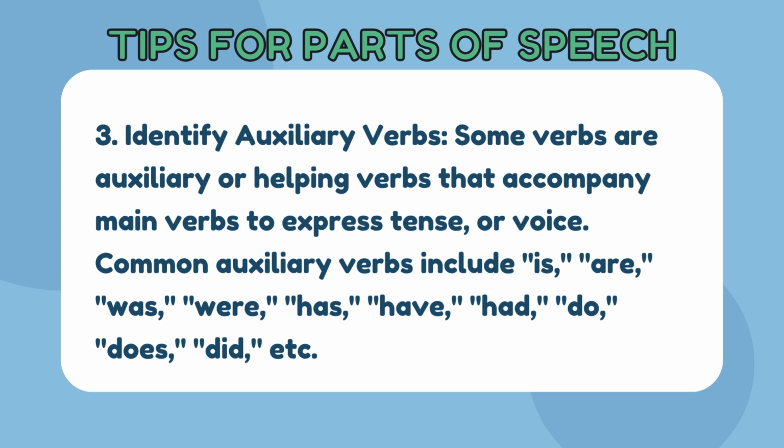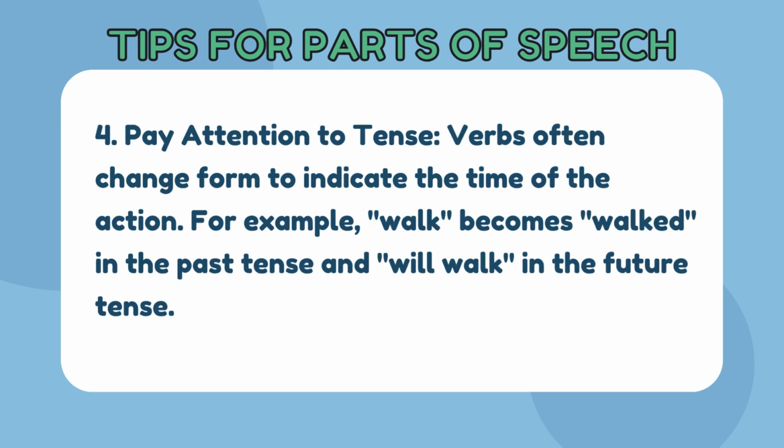And then identify auxiliary verbs. Some verbs are auxiliary, or we can say helping verbs, that express tense or voice. So common auxiliary verbs are is, are, was, were, has, have, had, do, does, did. And then pay attention to tense. Verbs often change form to indicate the time of the action. For example, walk becomes walked in the past tense and will walk in the future tense. And here there is another clue to show you what the verb is in the sentence.